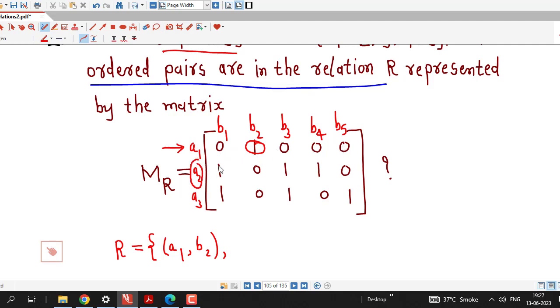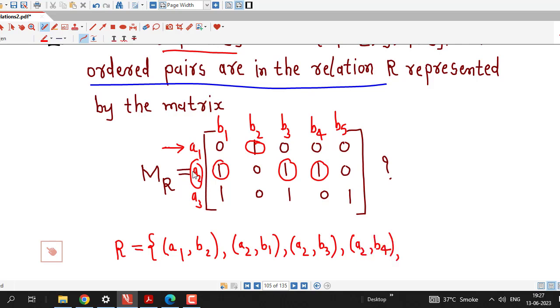Then I check for a2 as the first component, and here I can see that there are 3 ones. So corresponding to this one the ordered pair is (a2, b1), so that we write here. Then corresponding to this one we have (a2, b3), so that also I have to write. And corresponding to this one the ordered pair is (a2, b4). So we have finished the second entry a2.